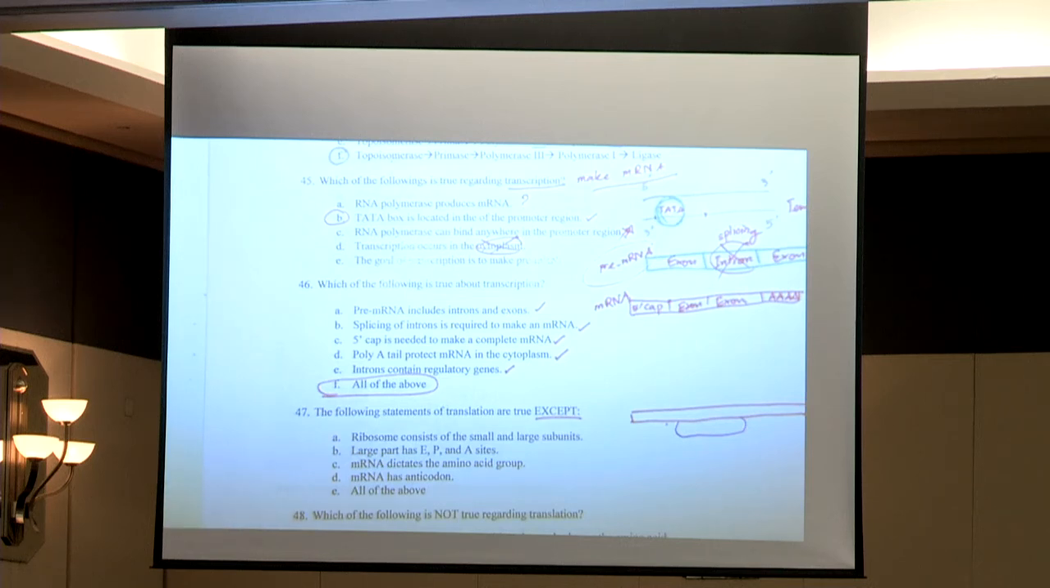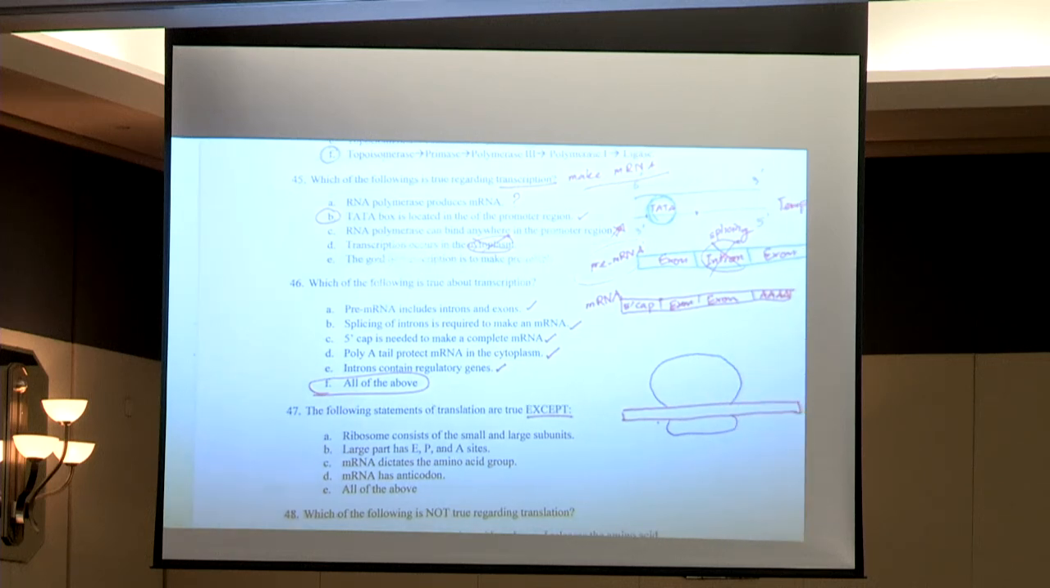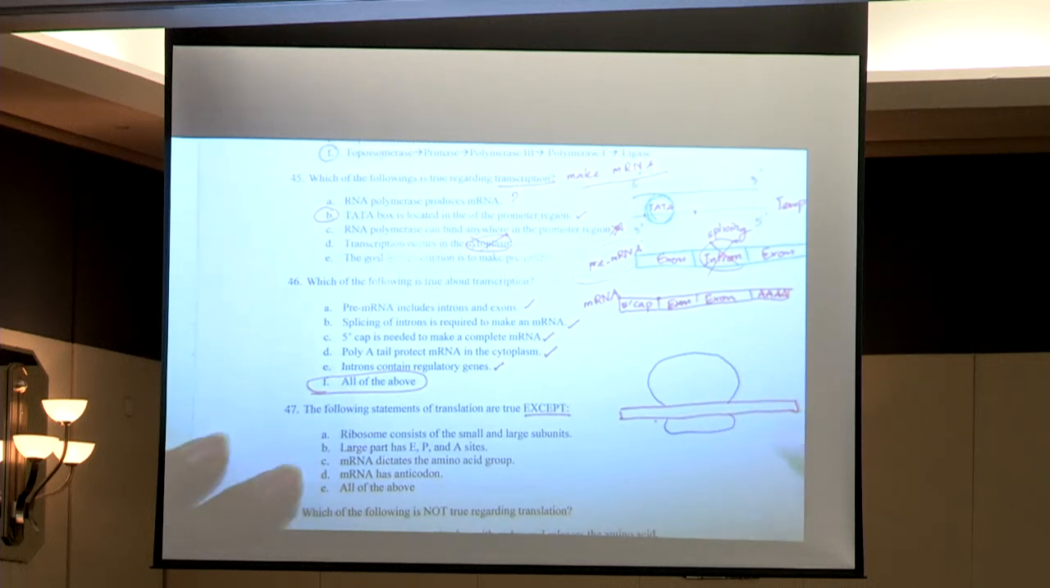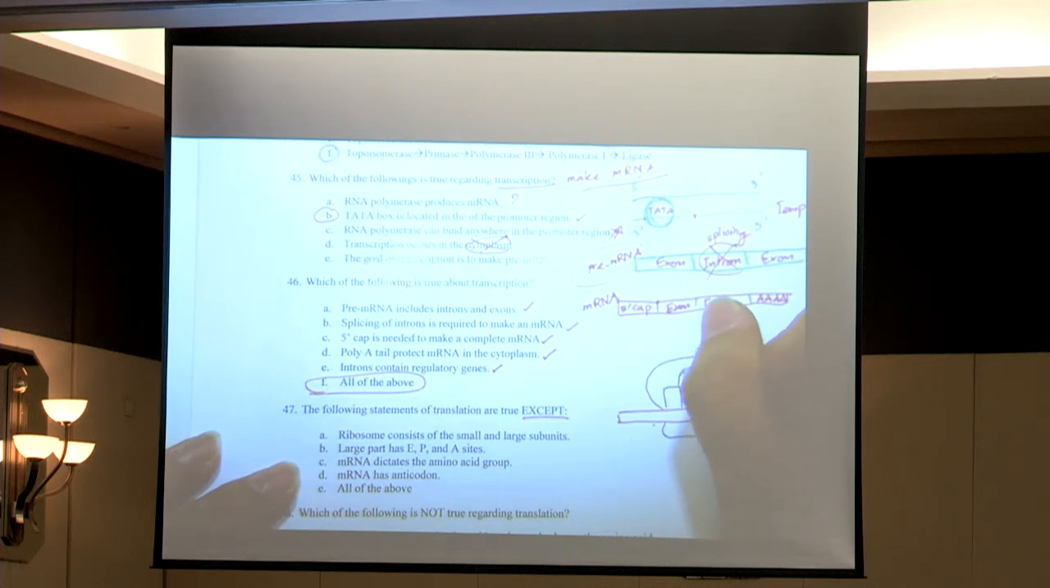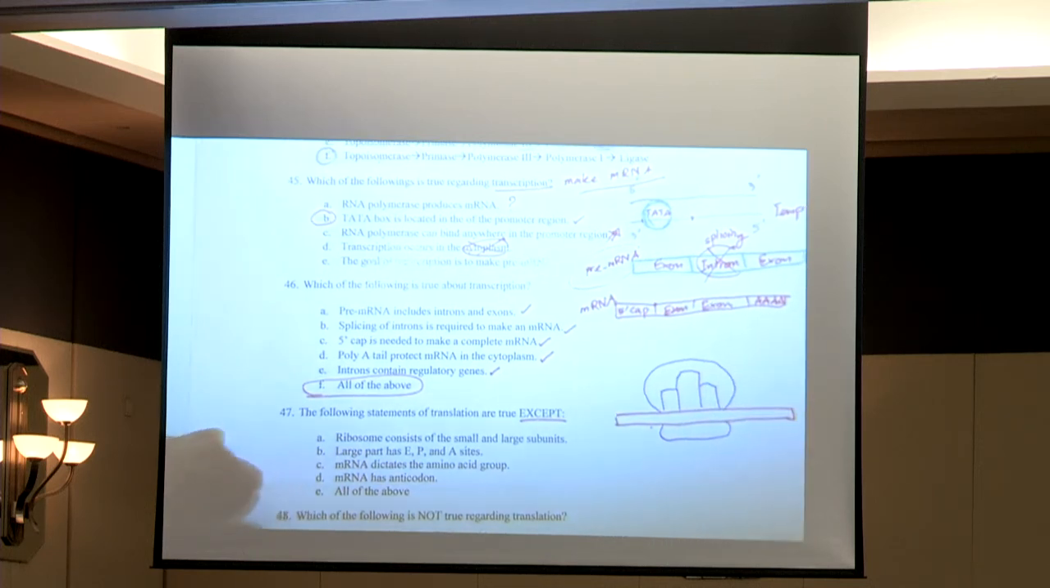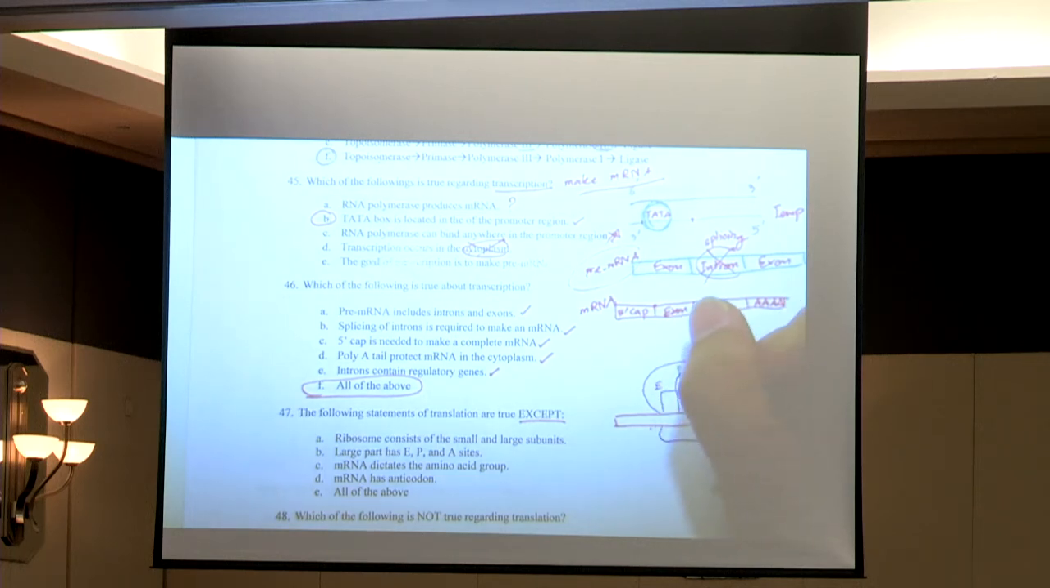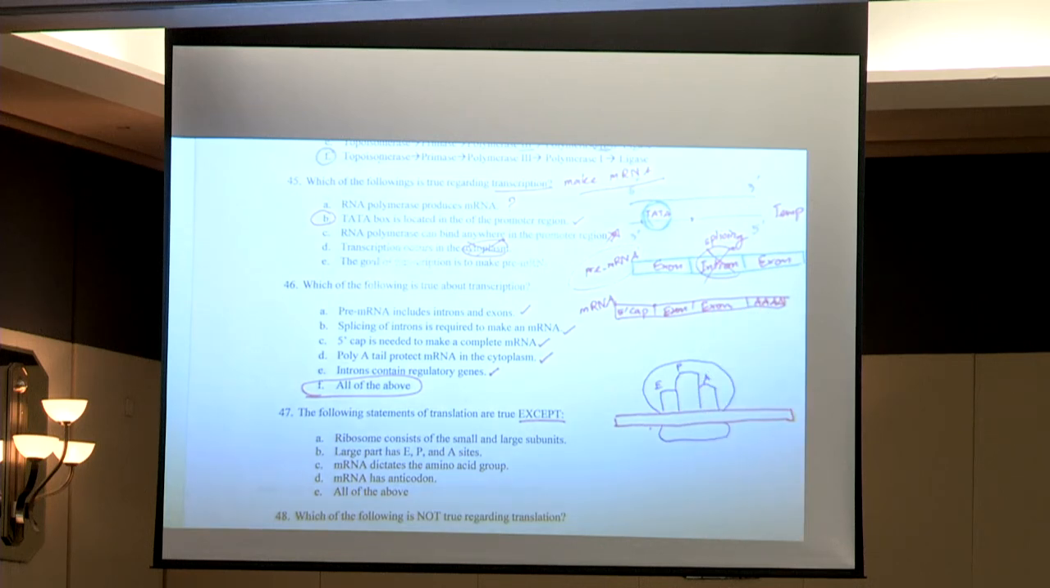the small subunit of the ribosome first, right? And then also the large subunit. So this large subunit will have three sites, right? What are those three? Who is protecting those? Environmental Protection Agency, right? EPA. So we have E, P, A. The very first tRNA will bind to which site? P, right? And then the next one will come and bind at the A site, okay?